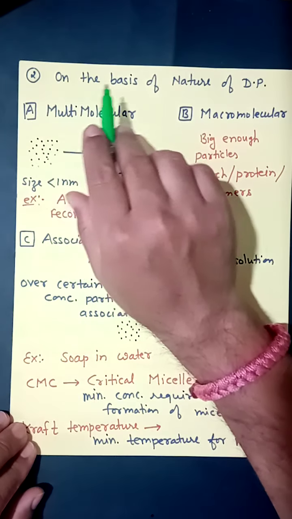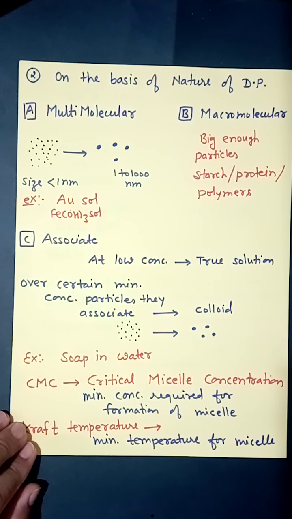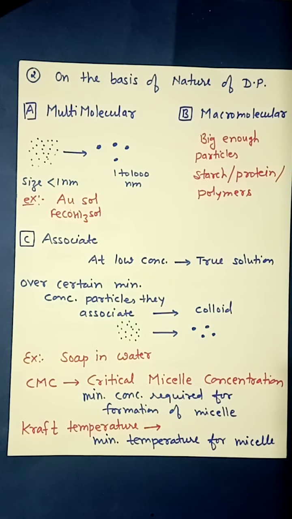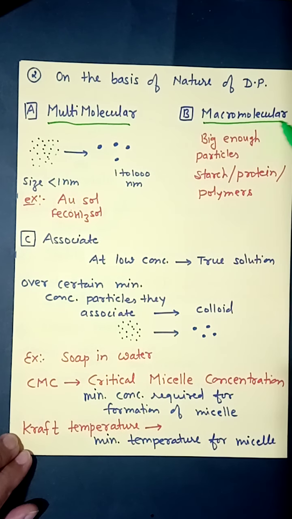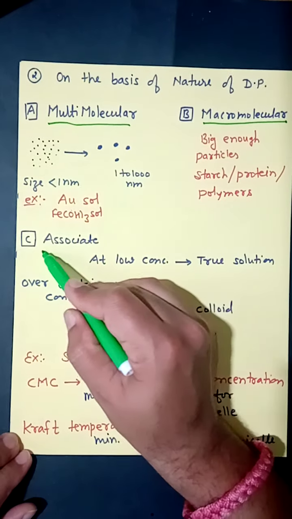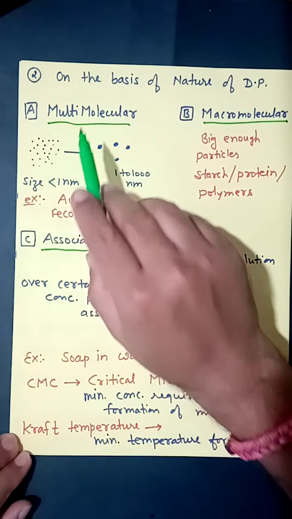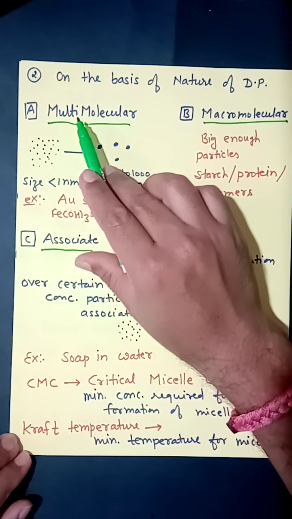Second classification is on the basis of nature of dispersed phase. If you have prepared so far, dispersed phase means solute particles. So on the basis of nature of dispersed phase, on the basis of nature of solute particles, the colloids can be divided into 3 categories. One is multimolecular colloid, second is macromolecular colloid, and third is associated colloid. One by one we will discuss them here.